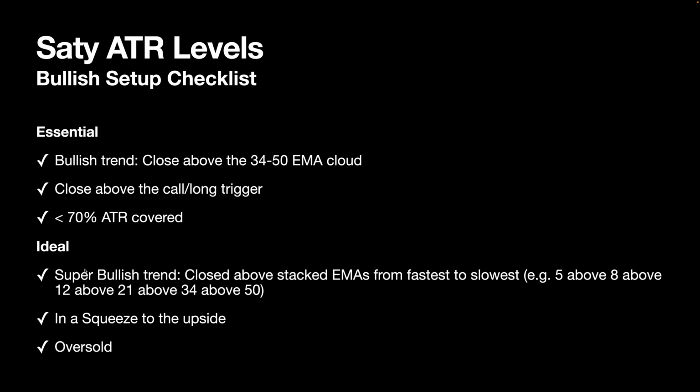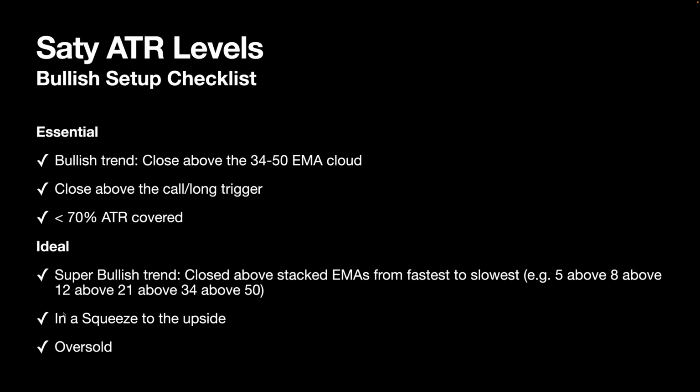And so then there's three ideal checklist items that we want to look at. We're looking for a super bullish trend. Super bullish, in my book, is defined as when you not only are above the 3450, but you're above all of the EMAs, the 5, the 8, the 12, the 21, the 3450, and they're all above each other. They're all stacked. So the fastest is above the next fastest, all the way above the slowest, and you'll see what that looks like in a second.